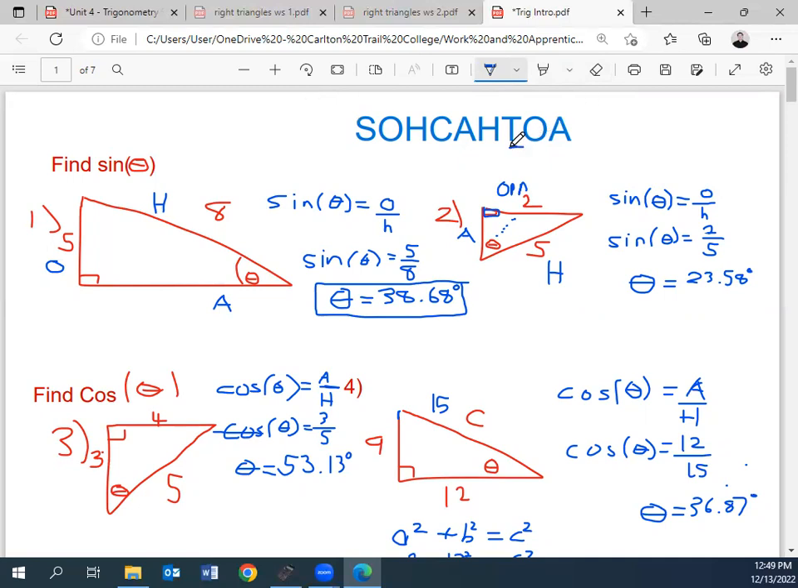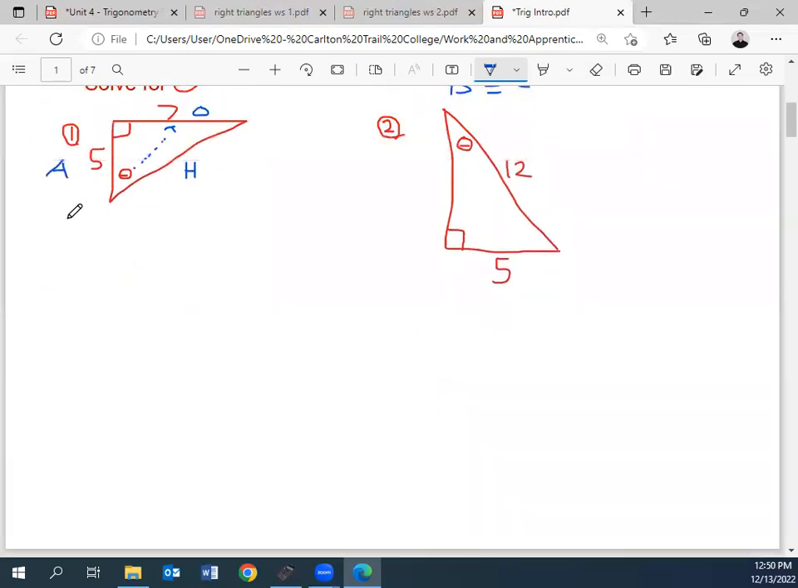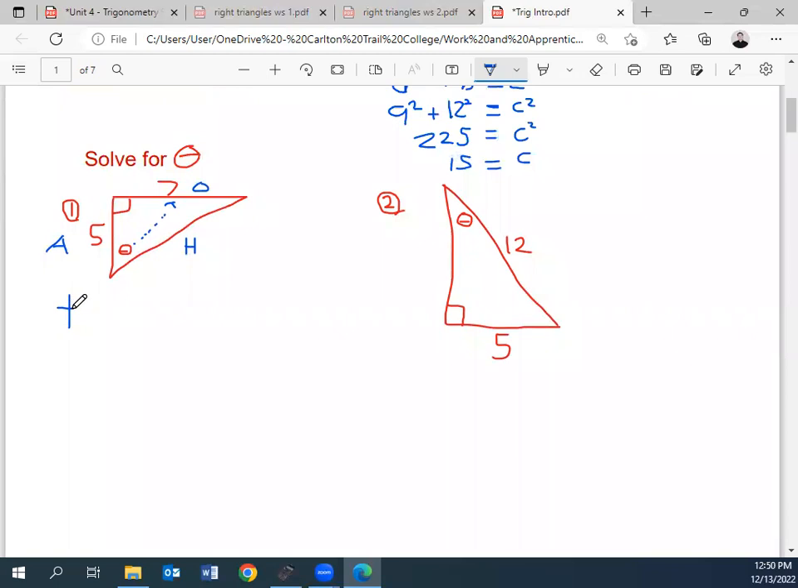Tangent has adjacent and opposite, so I need to use tangent here. You betcha, so let's put that in. I know I need to use tangent because I have an opposite and an adjacent. SOHCAHTOA: tangent of theta is equal to opposite over adjacent. Now I just substitute it in. Opposite over adjacent is going to be 7/5.